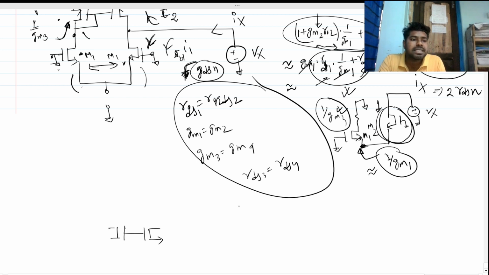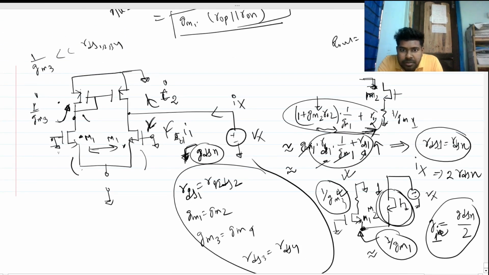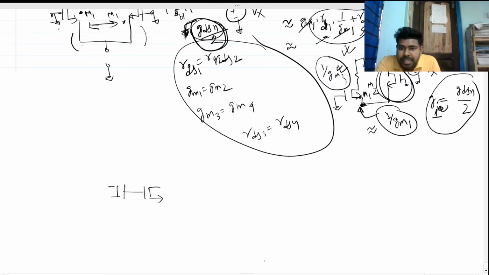So the conductance, let's say G1, will be nothing but GDSN by 2. Okay, so this is the conductance. Now I will draw the picture again. This is wrong. So this will be like this, and this is the ground.